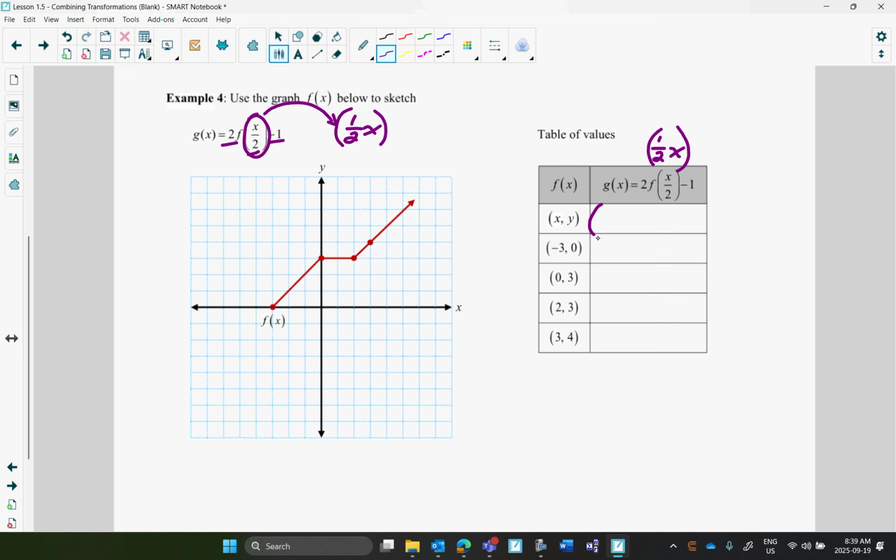Okay, so we need to come up with a formula for the new image points. So let's take it from left to right. What do we got here? Vertical. Stretch. Okay. Does that affect the x or y? Vertical. And if it's a stretch, it's multiplication. So we know we're going to have to multiply the y's by 2.